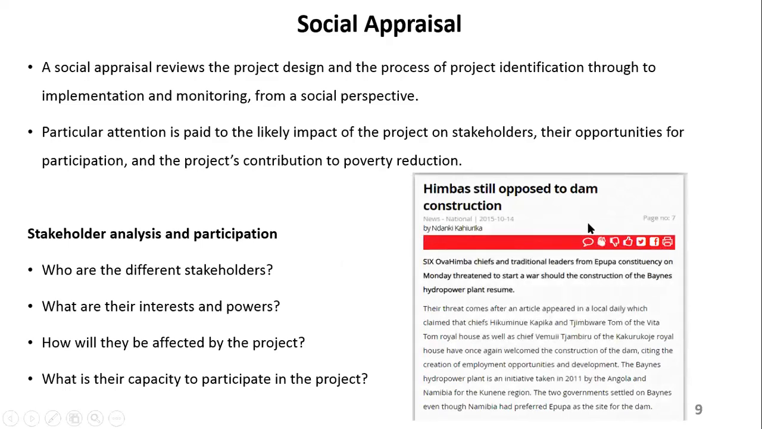There was an issue now. I took this again from the newspaper. This one is saying that Himbas are still opposed to dam construction. Apparently six Himba chiefs and traditional leaders from the Epupa constituency threatened to start a war over the construction of the Baynes hydropower plant if construction resumes. So it's like the engineers did not consult the people in that community. The people disagree with working on that project. They don't want that project at all. So that's a big issue by itself.